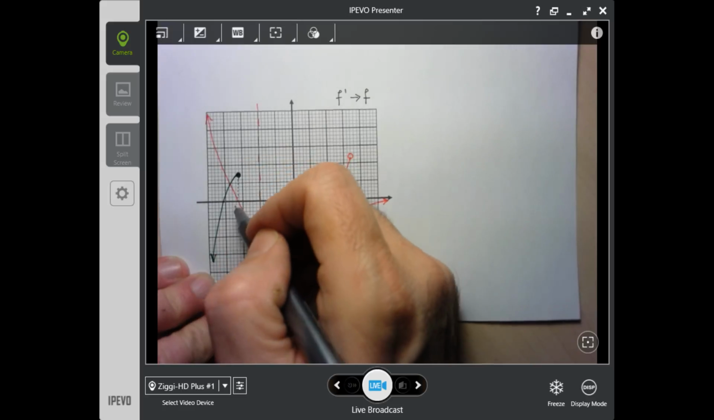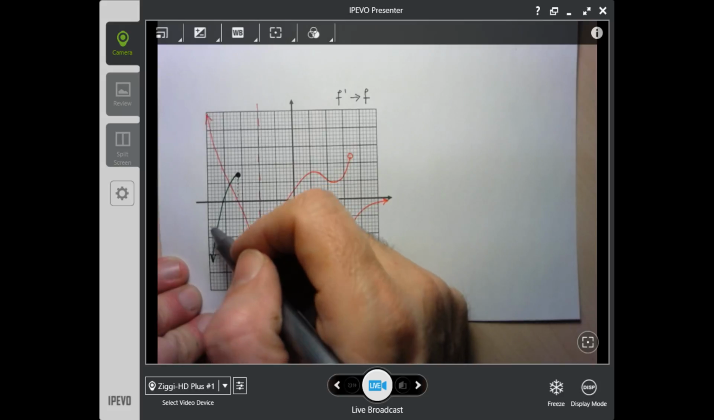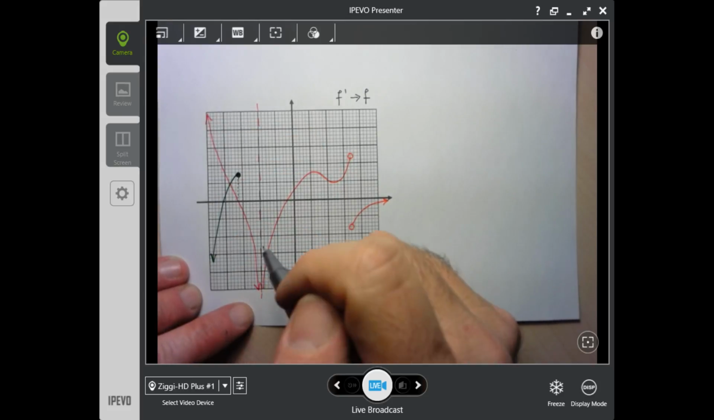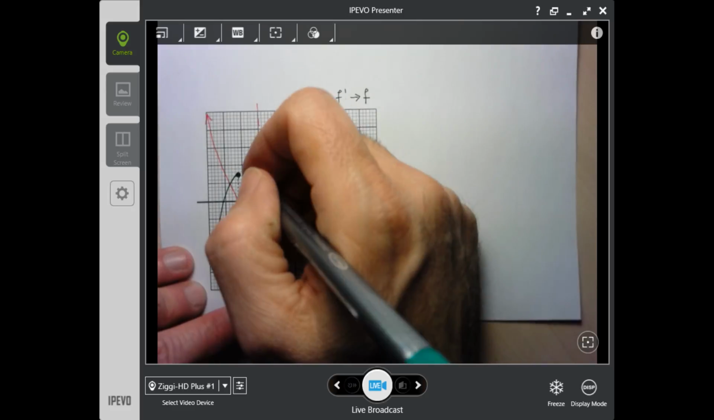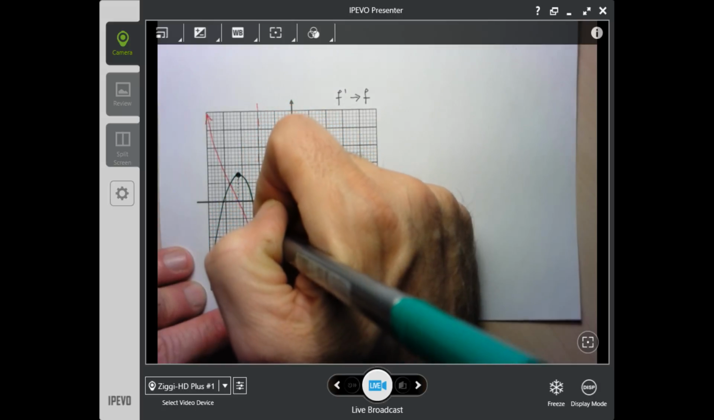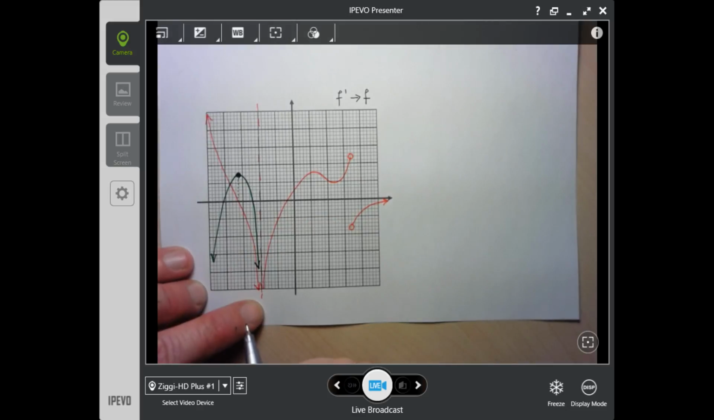As I move toward negative infinity, the slopes are getting steeper and steeper on the positive side. That's why it's approaching positive infinity. And then here, the derivative is negative and getting more and more negative. So the function is going to be decreasing, and the slopes of the tangents are going to be getting steeper and steeper. So I've got something that looks like that.